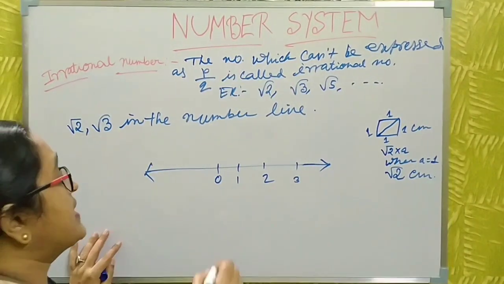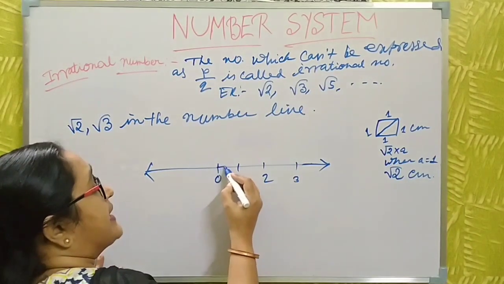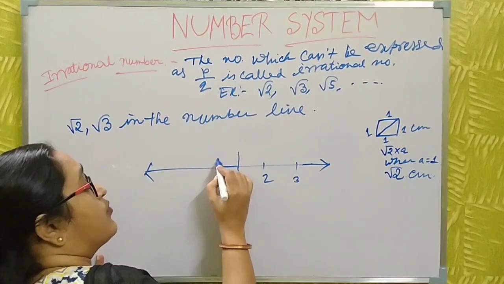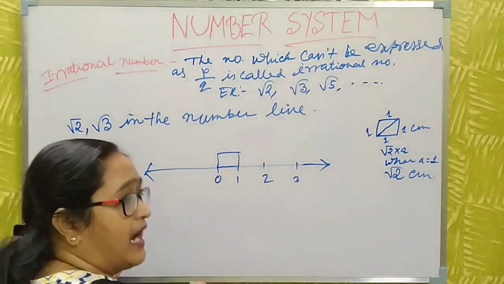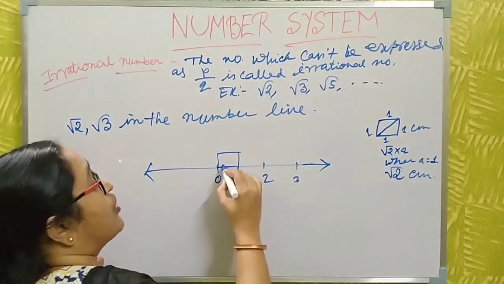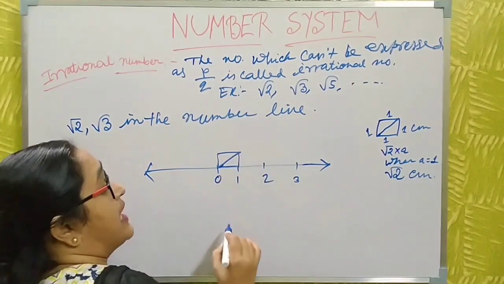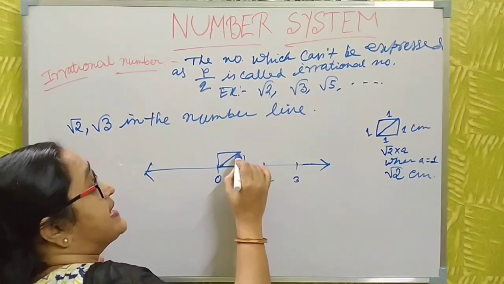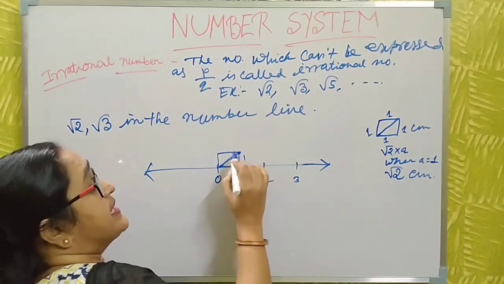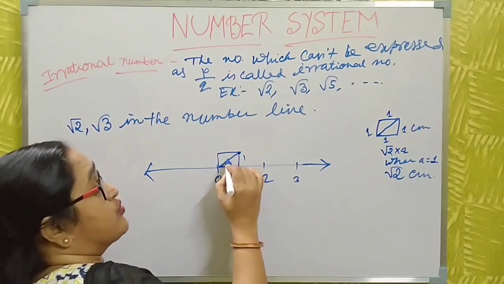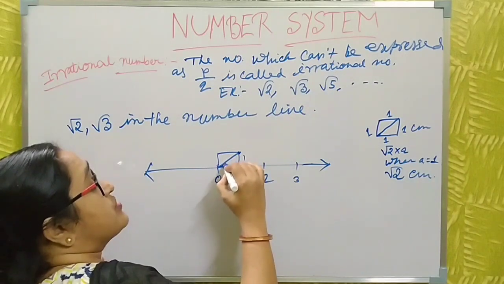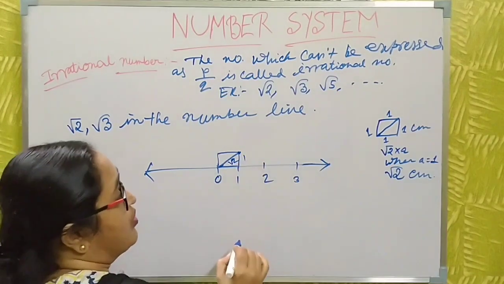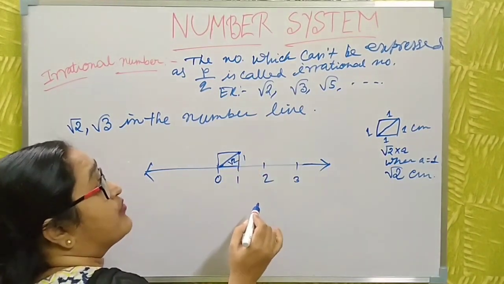Now I take just 1 centimeter, here also 1 centimeter, and I draw a diagonal. Yes, this is 1, this is also 1, and this is root 2. The length of the diagonal is root 2. Okay, now where is root 2 on the number line?